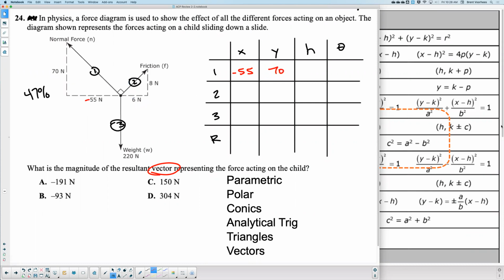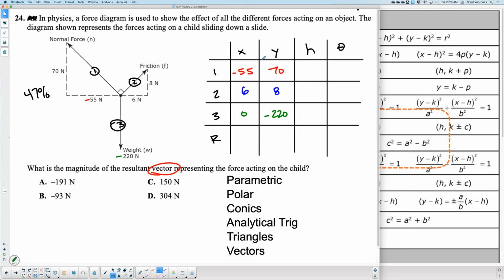On vector 2, what about the 6? Positive or negative 6? What about the 8? Okay, let's go to vector 3. Now this one looks like a Y. The whole way it looks like a Y. So that means the only value they give us is a Y. You're saying it's negative. Why is it going to be negative? Going down. Negative 220. What do I put for X? 0, because it's perfectly vertical.